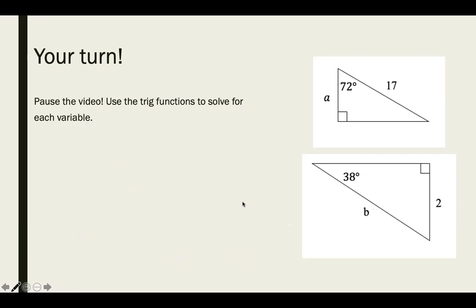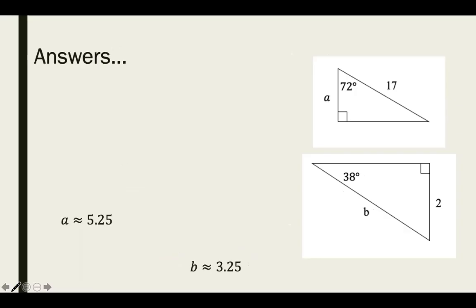All right. So now time to pause the video, try to solve for A and B. All right. Here are the answers you should have gotten for A and for B. For A, you should get 5.25, and B, you should get 3.25. How do you get that? Well, for our first example for A, your trig function is cosine. Cosine of 72 equals adjacent over hypotenuse.